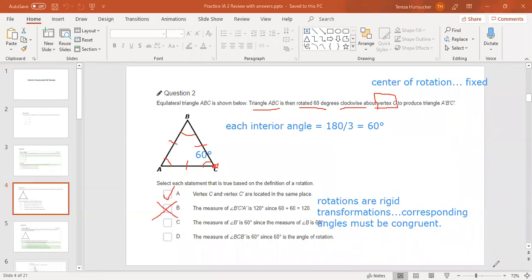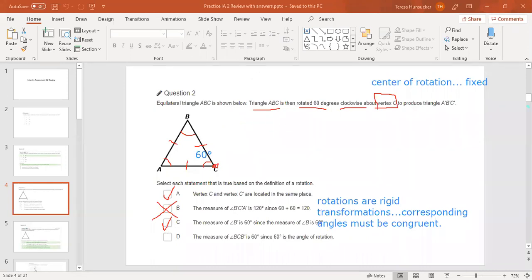All right, the next statement, the measure of angle B prime is 60, and since the measure of angle B is 60, that is correct. Once again, rotations are rigid transformations. They preserve size, so an angle and its corresponding angle are congruent. The measure of angle BCB prime is 60 degrees, since 60 is the angle of rotation.